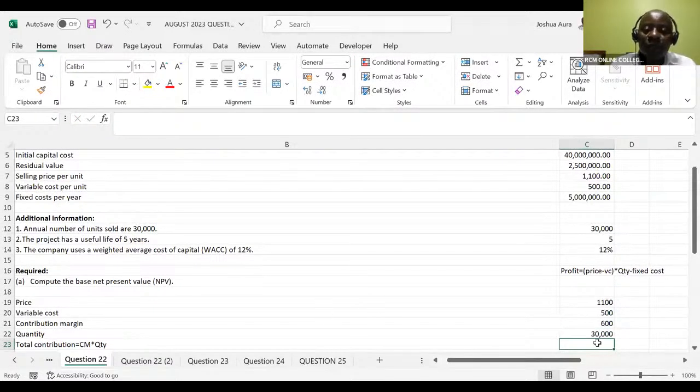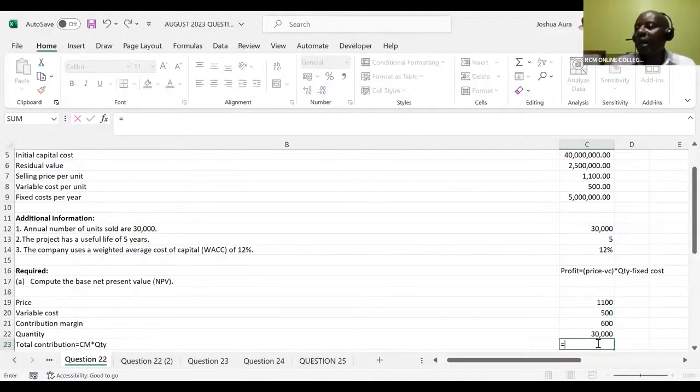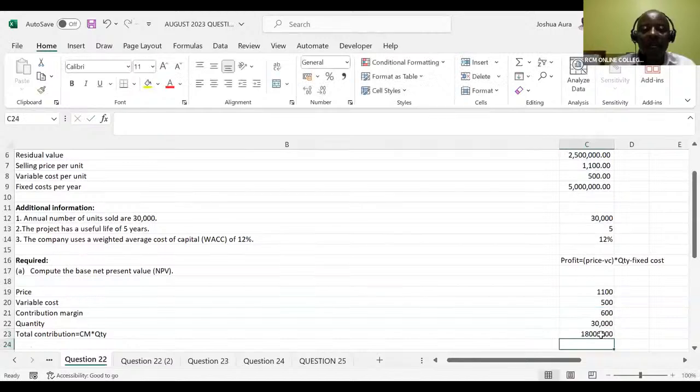You say equals, you pick the contribution per unit that you have, and then you say times the quantity that is there. You're simply progressing. So come here and say enter. When you say enter, ladies and gentlemen, you are able to see something interesting there. Now you have what we call total contribution.